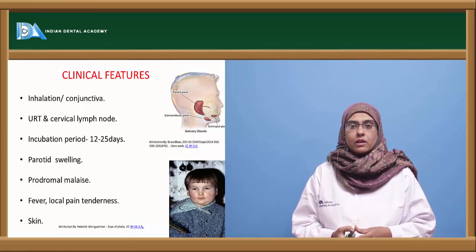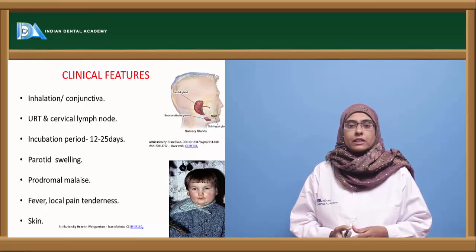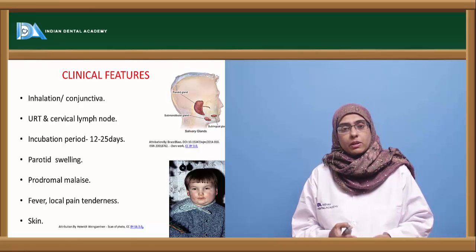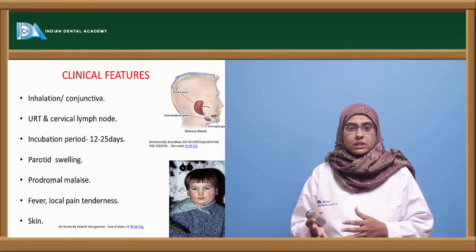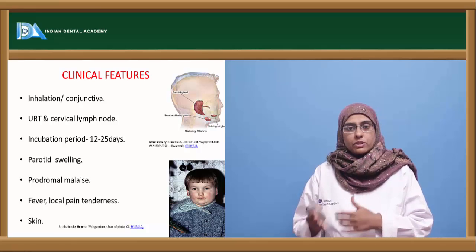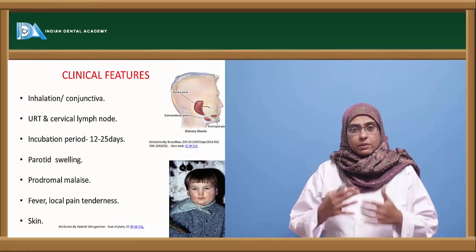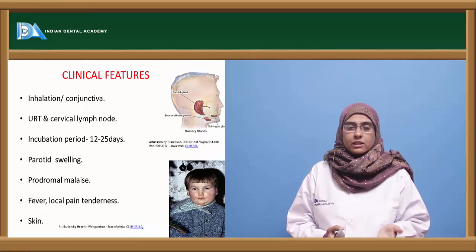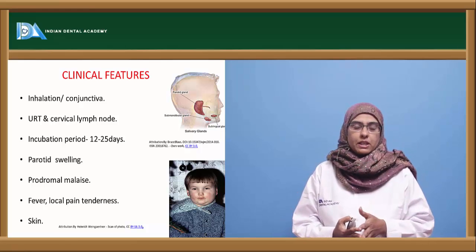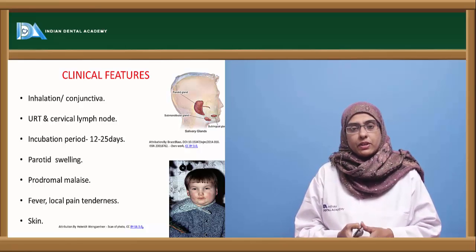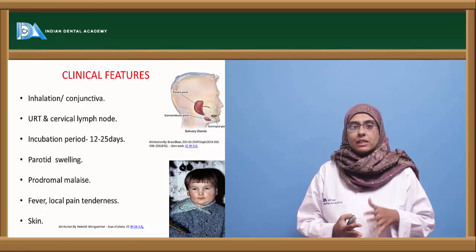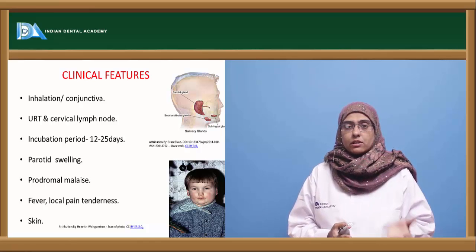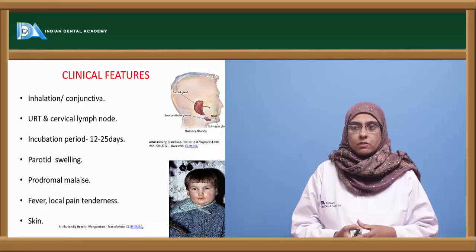Now coming to the clinical features, the organism usually enters the person via inhalation or sometimes through the conjunctiva. These are the places through which the organism can gain entry when the person is in close contact with an infected person. Once established in the upper respiratory tract, they multiply there as well as in the cervical lymph nodes, and dissemination takes place when the virus enters the blood and reaches different parts of the body.